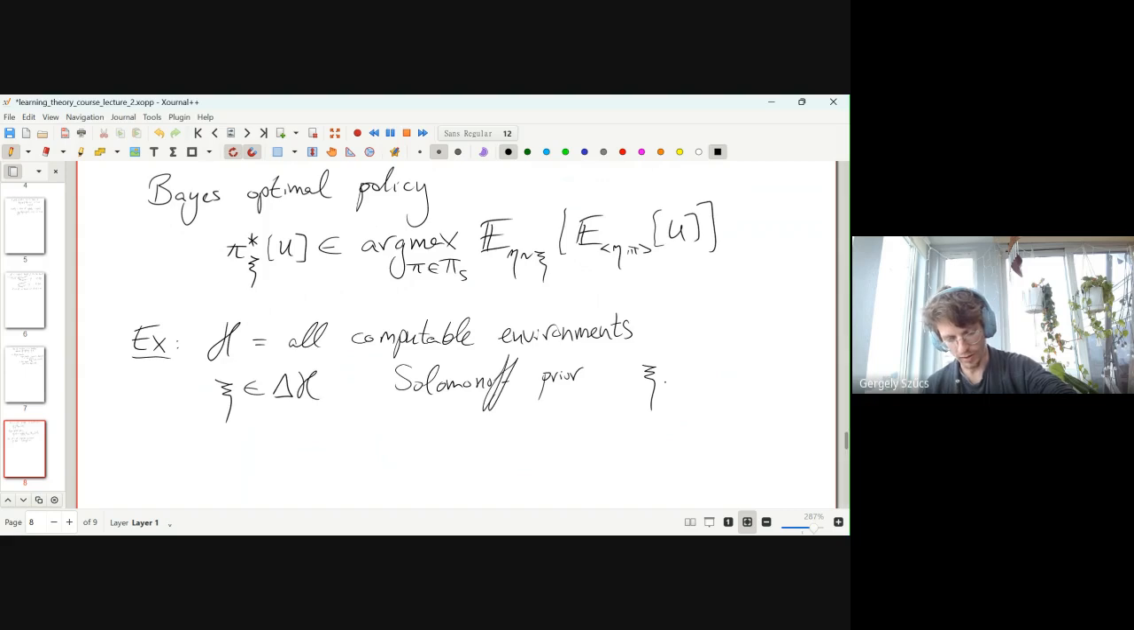So xi of an environment eta is some function of the description length of eta. Maybe you want to take something like 2 to the minus K of eta, but you can choose a function for which you get a distribution.